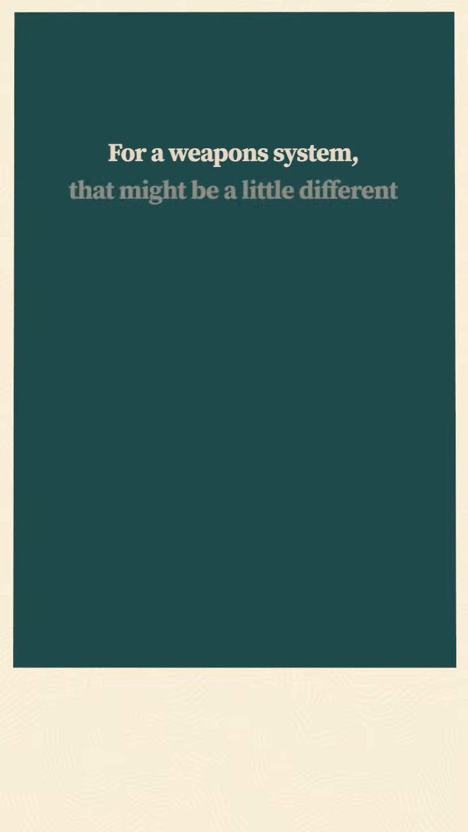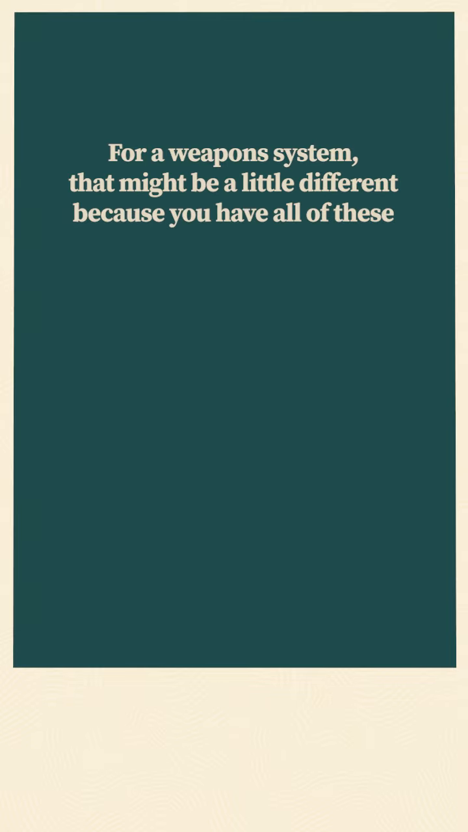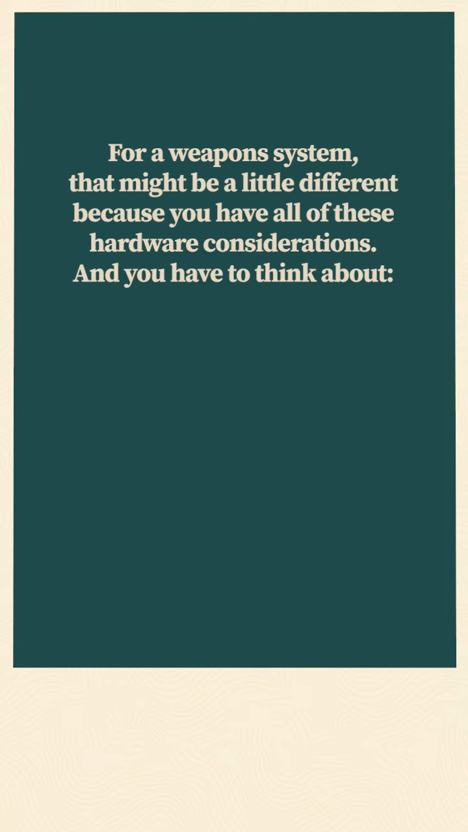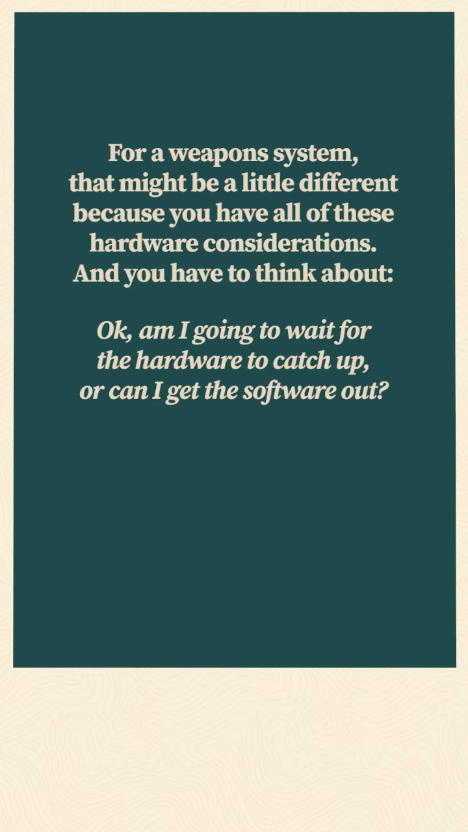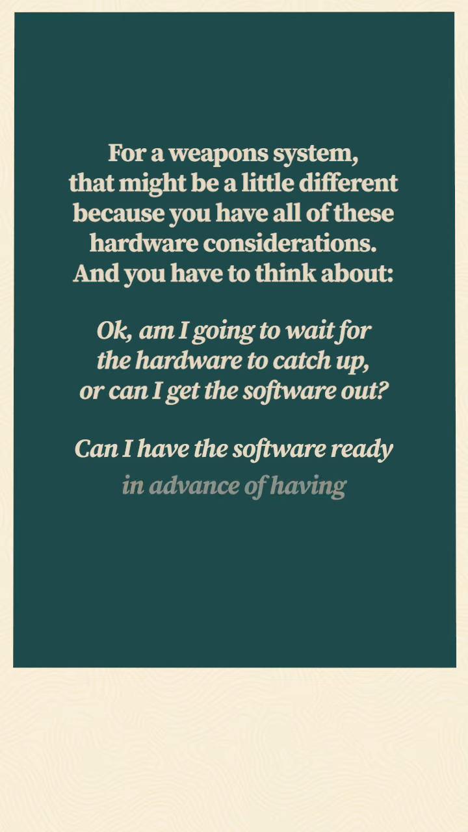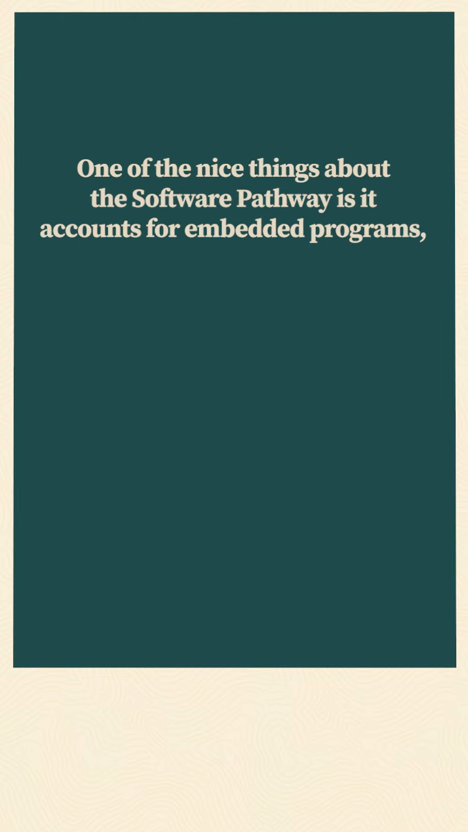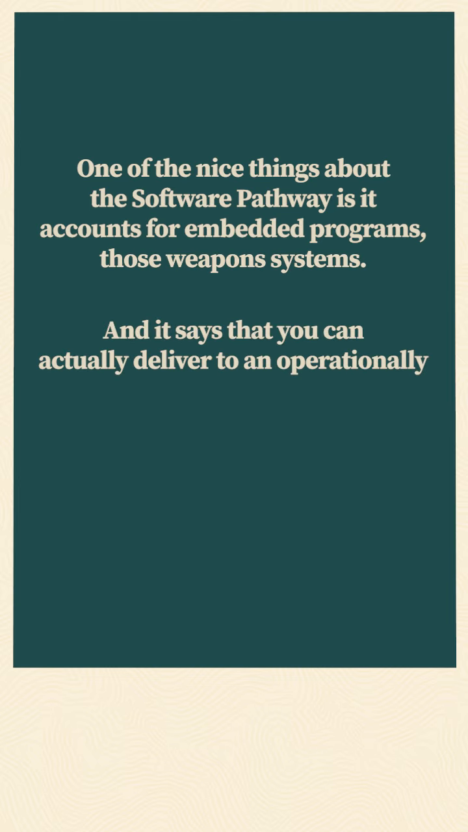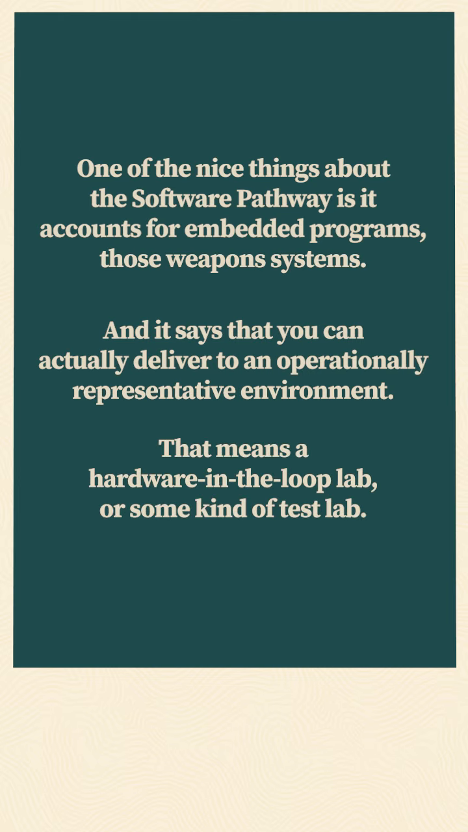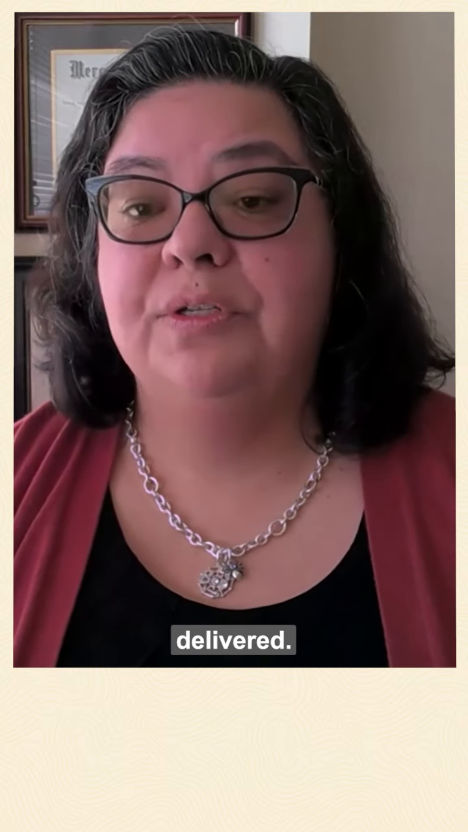So for a weapon system, that might be a little bit different because you've got all these hardware considerations and you have to think about, okay, am I going to wait for the hardware to catch up or can I get the software out? Can I have the software ready in advance of having the hardware ready? And one of the nice things about the software pathway is it does account for embedded programs, those weapon systems, and says that you can actually deliver to an operationally representative environment. That just means a hardware in the loop lab or some kind of a test lab. So you don't necessarily have to wait for the aircraft to be built and sitting on the runway to actually say the software has been delivered.